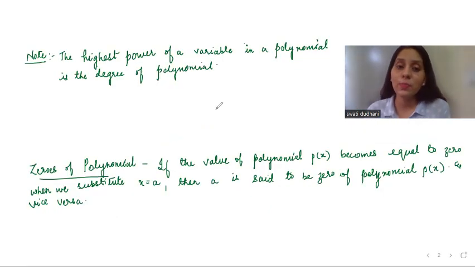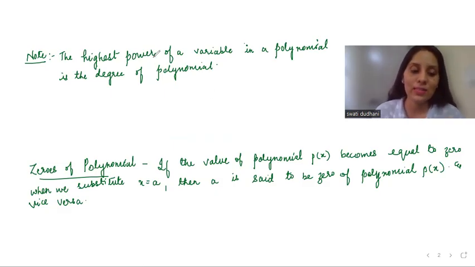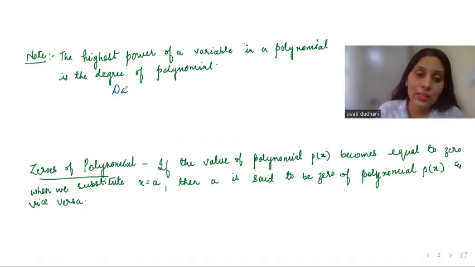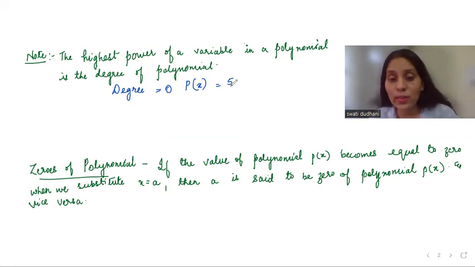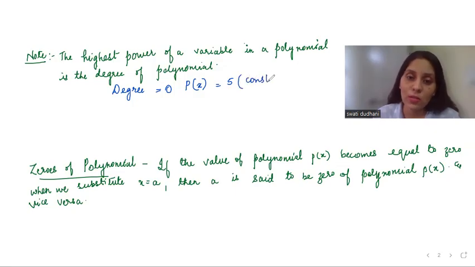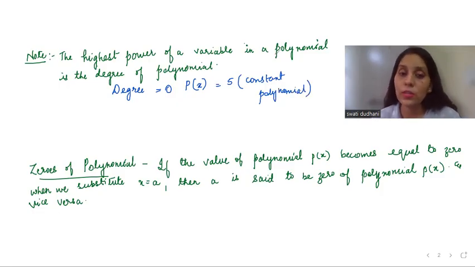You know that the highest power of a variable is known as the degree of a polynomial. We have already discussed. Now, if the degree is 0, for example, I have polynomial p of x equal to 5. So 5 is what? It's a constant. No variables, which means it is a constant polynomial. So for all constant polynomials, if they ask you the degree, it is always equal to 0. Very important.